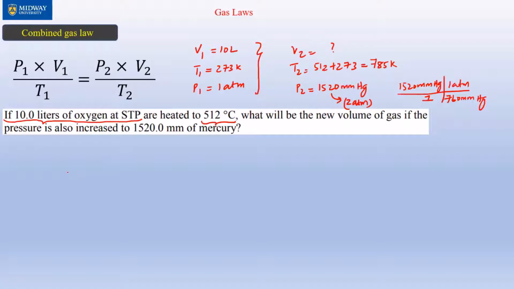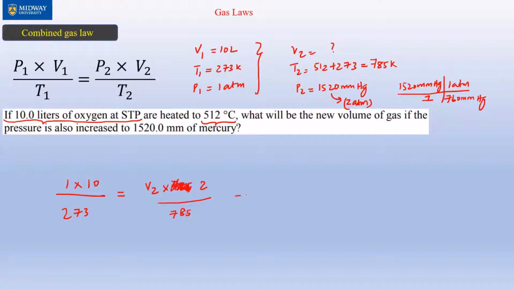So P1 is 1 times 10 over 273 equals V2 times 2 over 785. You see how systematically I'm approaching the problem. I'm just not going on doing crazy things. Once I set it up, I work it out and then just get it all done. Proceed systematically. There's no rush.